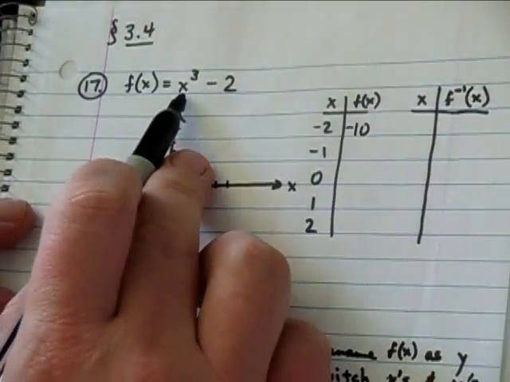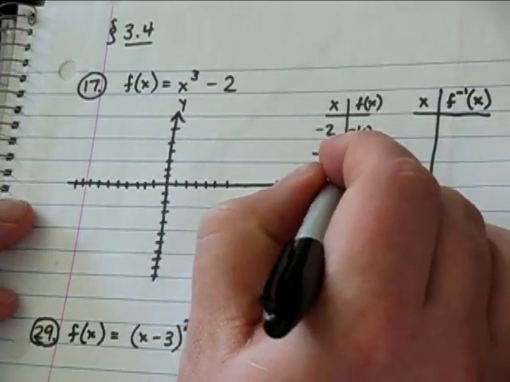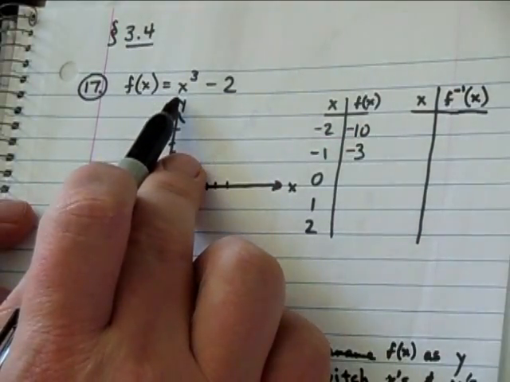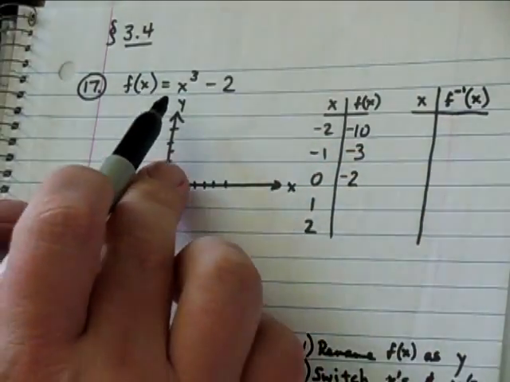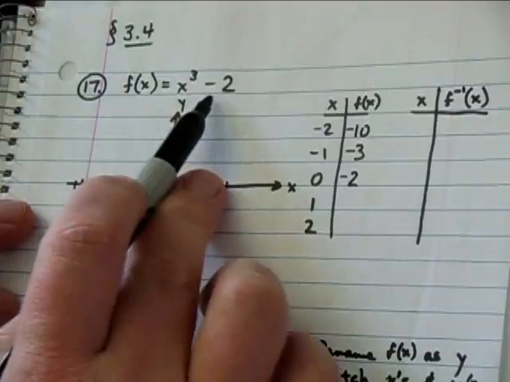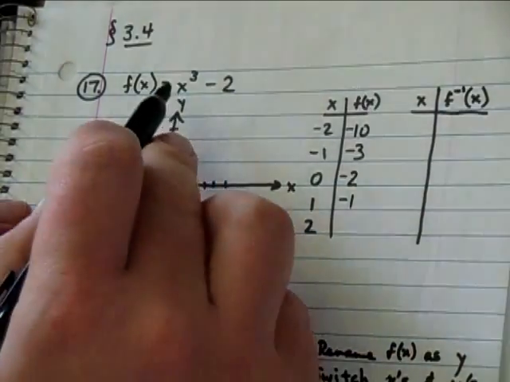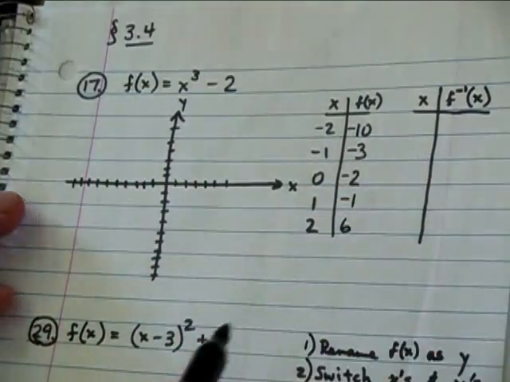Then plug in -1. -1 to the third is -1. -1 minus 2 is -3. Plug in 0. 0 to the third is 0. Minus 2 is -2. Plug in 1. 1 to the third is 1. 1 minus 2 is -1. And finally plug in 2. 2 to the third is 8. 8 minus 2 is 6.